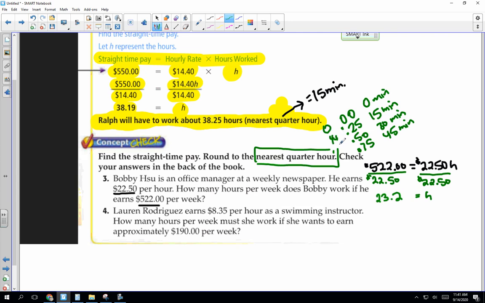0.25 is 1/4, 0.5 is 1/2, and 0.75 is 3/4. Okay, so when you get the nearest quarter of an hour, you're either going to be writing 0.00, which is 0 minutes, 0.25, which is 15 minutes, 0.50, which is 30 minutes, or 0.75, which is 45 minutes. So this one is closest to 0.25. So 23.25 hours, or you can write it as 23 hours and 15 minutes.